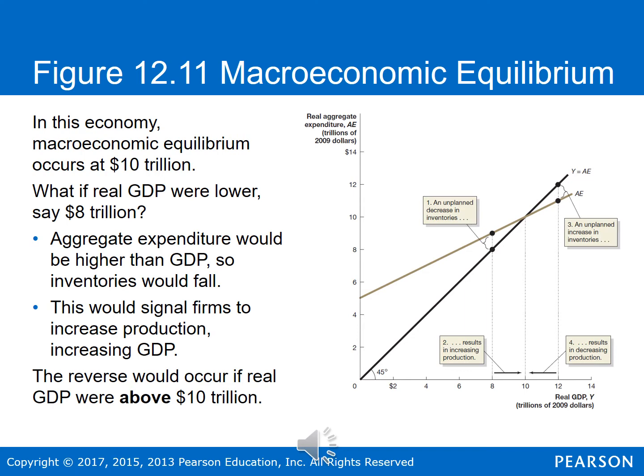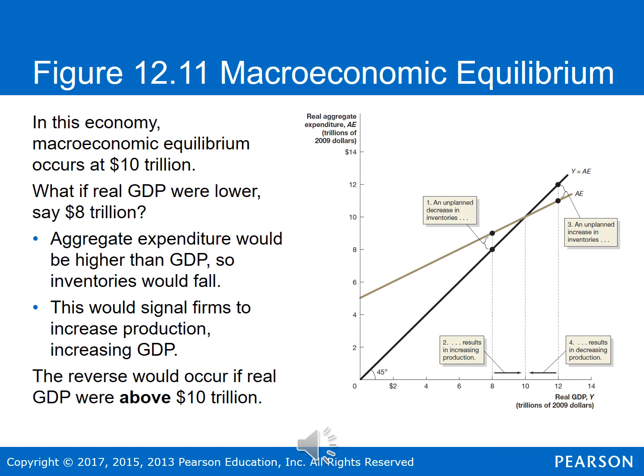Whenever total spending is greater than the total production, firms' inventories are going to fall. The fall in inventories is going to be equal to the vertical distance between the aggregate expenditure line, which shows the total level of spending, and the 45-degree line, which shows the $8 trillion of total production. So unplanned declines in inventories are going to lead firms to increase their production.